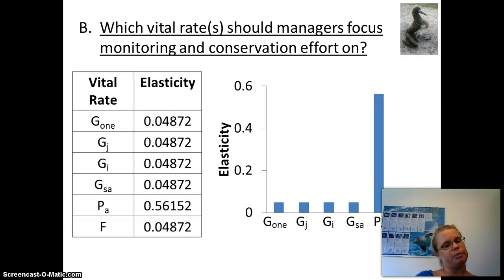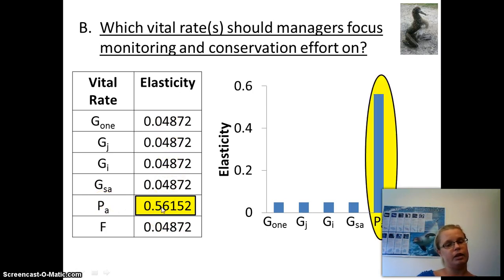If you put all of those numbers that correspond to the vital rates into a table like this and then graph it, again, you can see that the highest elasticity by far is for PA, much more than for fecundity or growth. So it's really, really most important to focus on PA if you possibly can. Again, if you graph it, it looks like that.